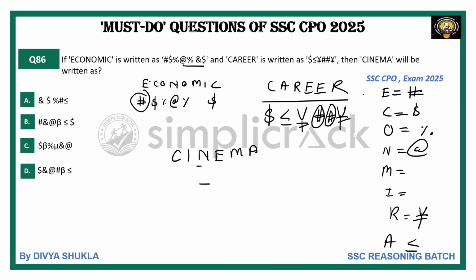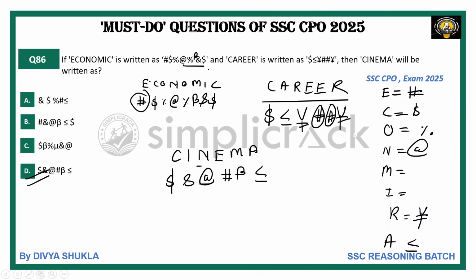Now understand that I is and. So that means it would start with dollar. Then you are having and. Then you are having the symbol for N, that is at the rate. Then E is hash. Now M would become your beta. And then A is less than equal. Option D is the correct answer for this question, and you just have to add a beta here in this space.